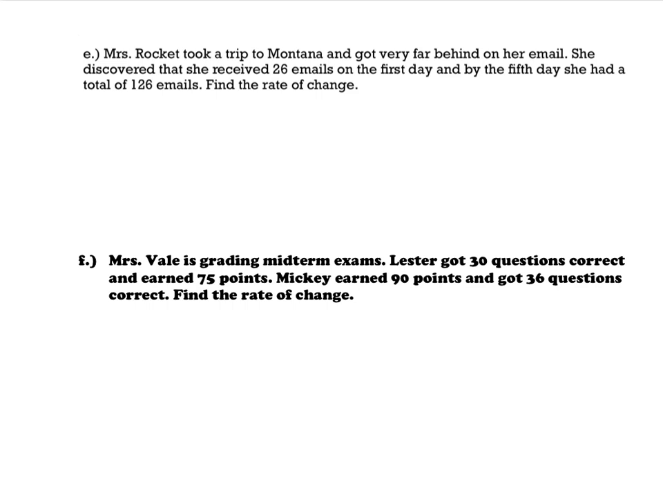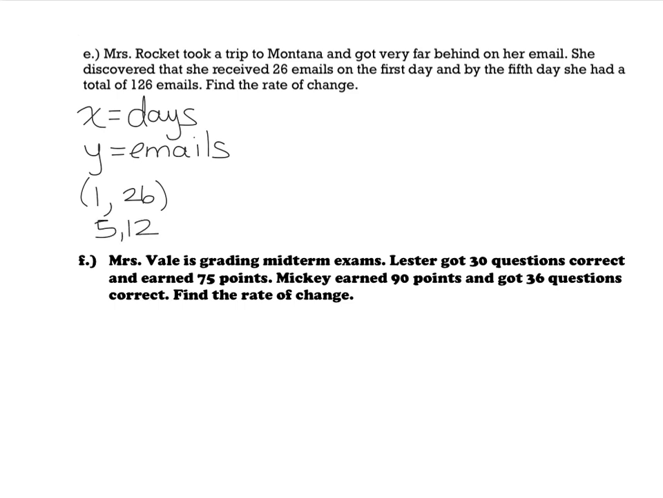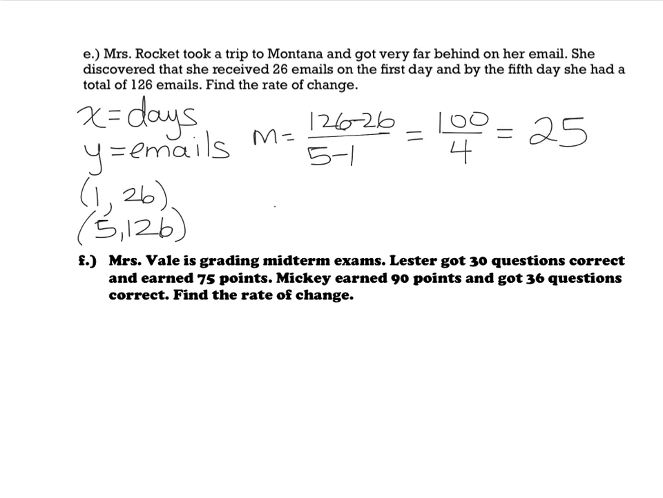So in letter E, I would say that the x is the days she's been gone on her vacation, and the y is the number of emails she received, because what we want here is how many emails she received per day. So on the first day, she received 26 emails. On the fifth day, she received 126 emails. So I'm going to find the slope. I'm going to do 126 minus 26 over 5 minus 1, which in turn gives me 100 over 4. And 100 divided by 4 is 25. So she receives 25 emails per day.